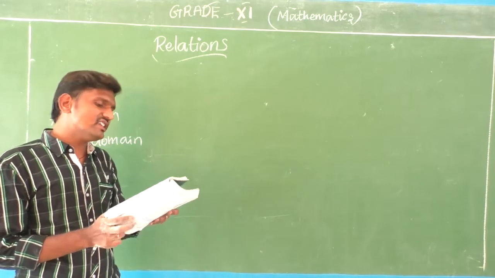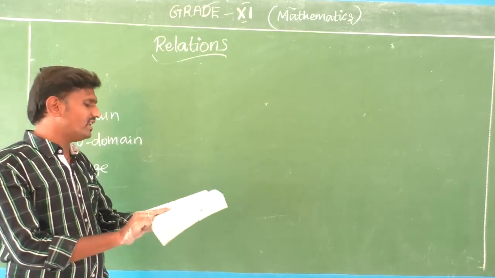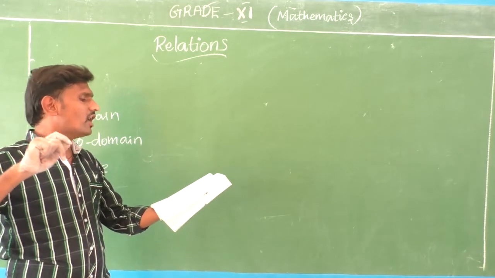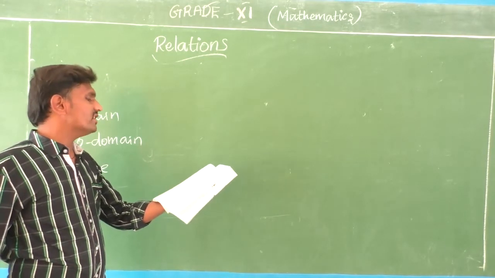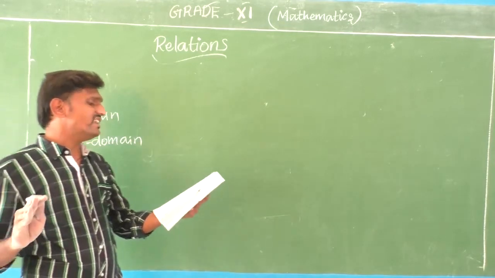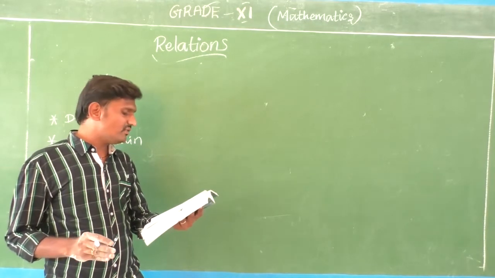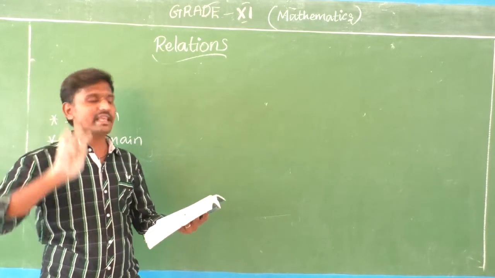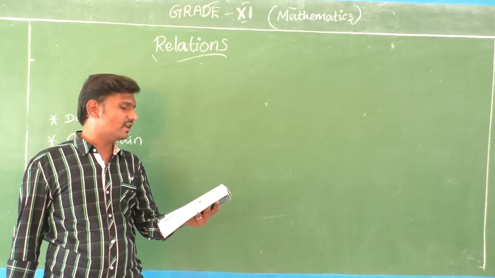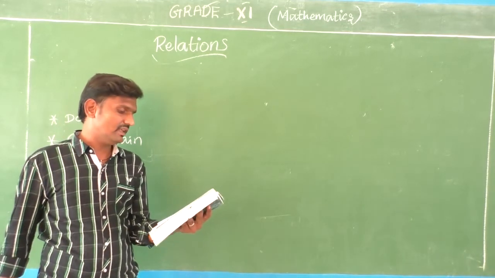Have you got it, children? The definition of a relation: a relation R from a non-empty set A to a non-empty set B is a subset of the Cartesian product A cross B. The subset is derived by describing a relationship between the first element and the second element of the ordered pairs in A cross B.